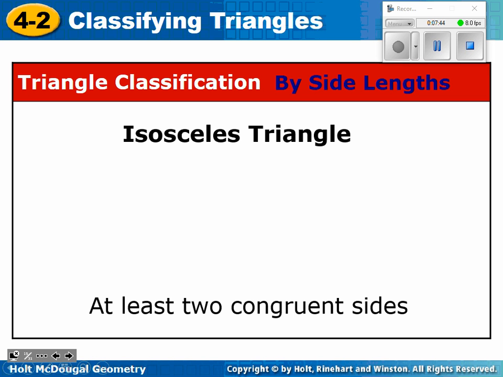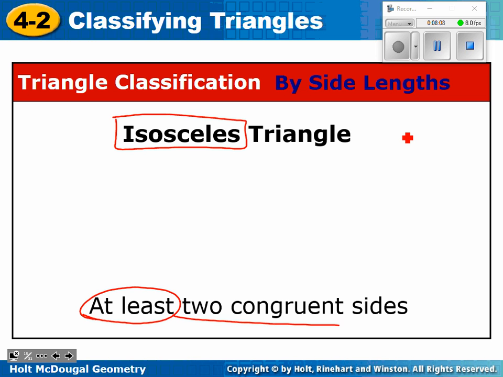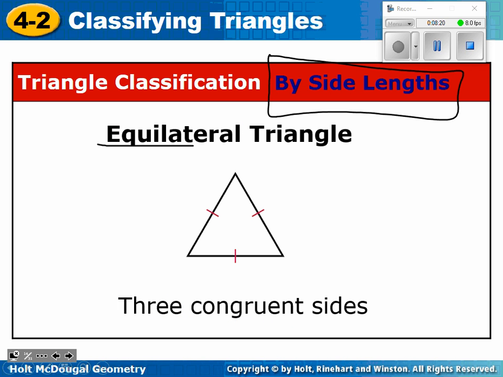Isosceles, very commonly misspelled word. So make sure you can spell isosceles. This is the one that catches a lot of students. Its definition is probably not what you were taught at a younger grade. Most students come in here telling me that isosceles means two congruent sides. Isosceles does not technically say just two congruent sides. It says at least two congruent sides. So if it has two congruent sides, it is isosceles. But if it has all three sides congruent, it's also isosceles. It's just more specifically what? Equilateral.